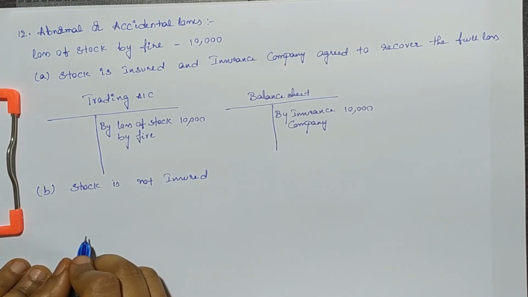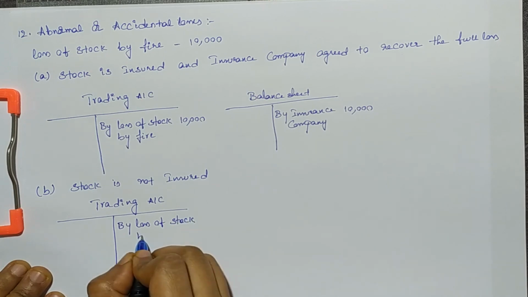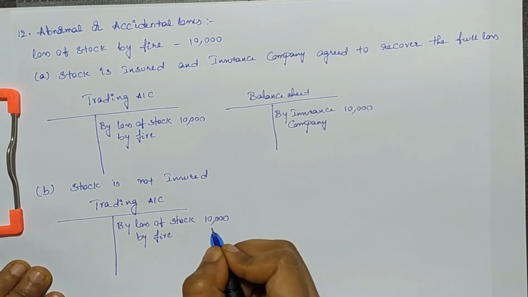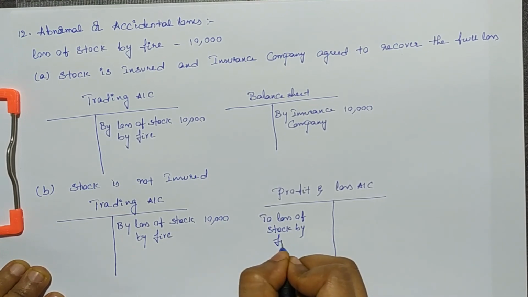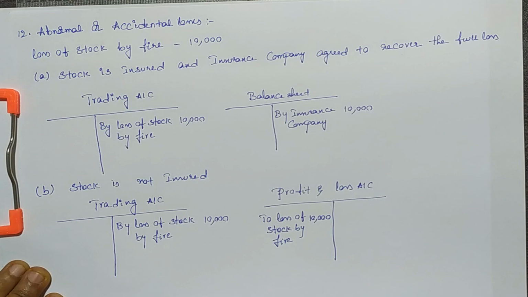The second case is when the stock is not insured at all. In this case, we will mention the total loss amount on the credit side of the trading account as by loss of stock by fire. And also we will show this amount on the debit side of the profit and loss account as to loss of stock by fire account.